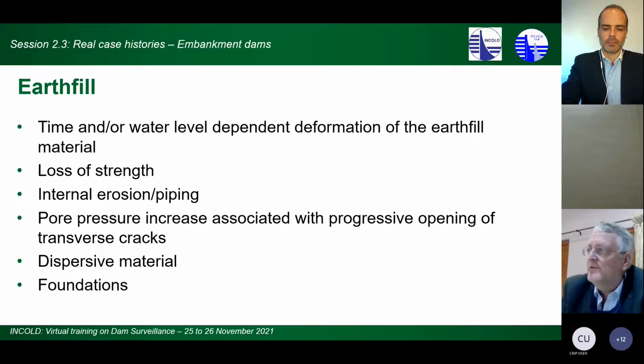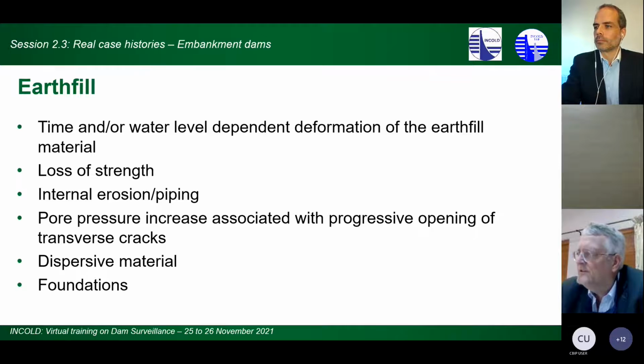If you work with earthfill, then you basically have time and or water level dependent deformation of the earthfill material. One could have loss of strength. You could have internal erosion or piping. You can have pore pressure increases associated with progressive opening of transverse cracks. You can deal with dispersive materials, and I've talked about that, and you could have problems with foundation.